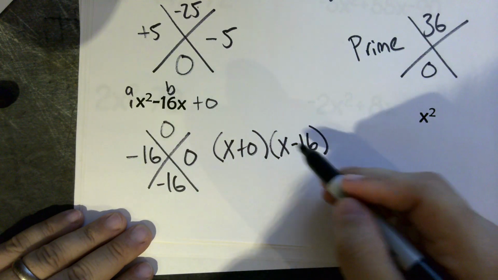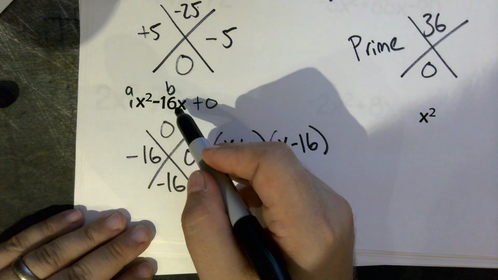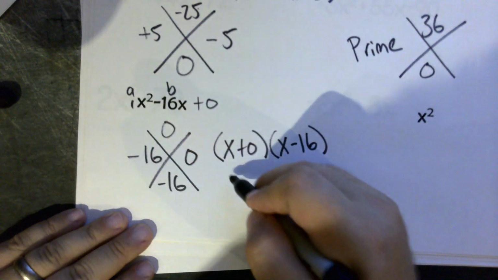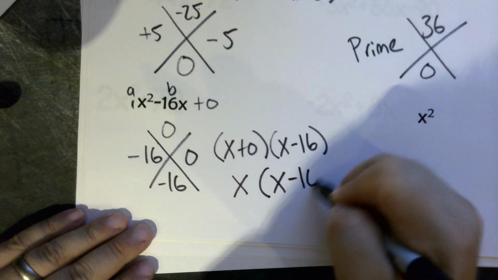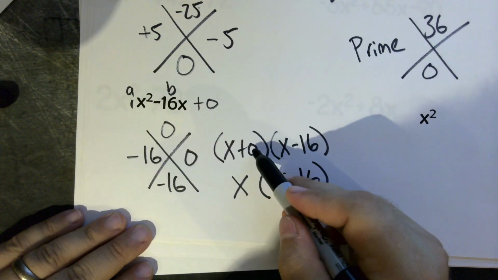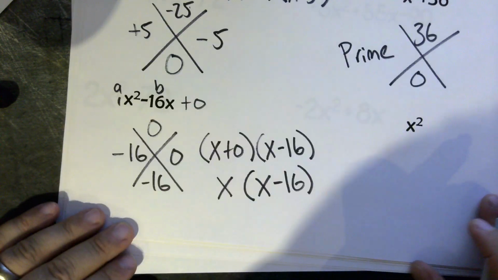Now, how could we have written this as well? Well, we could have simply factored out an x. This can be rewritten as x times x minus 16. Notice how the plus 0 doesn't need to be rewritten.